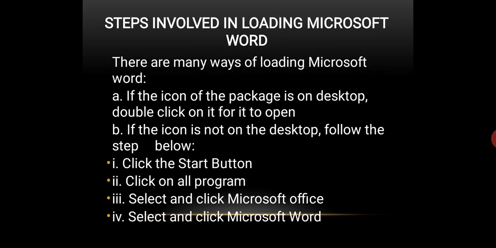Now, let's look at the steps involved in loading Microsoft Word. In the course of this lesson, we'll be concentrating on Microsoft Word as a word processor. There are so many ways you can load your MS Word application on your system. Number one, if the icon is already on your desktop, you can quickly double click on it and it will open. Double click means clicking twice, quickly. You can also right click on that document and select open. It will still open. Or you go through the normal way by clicking on your start button.